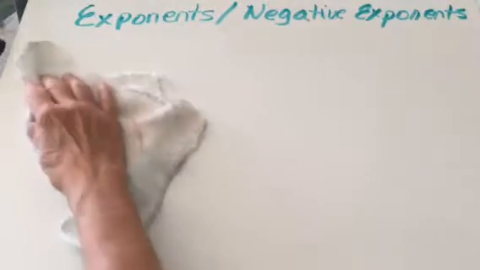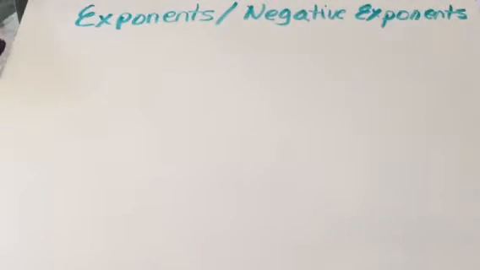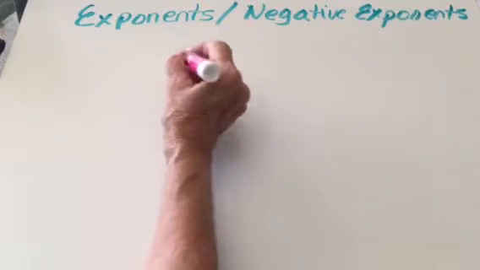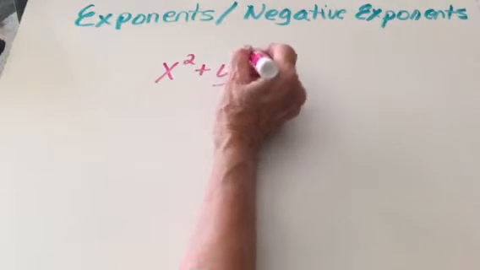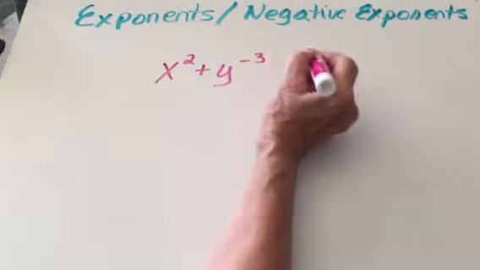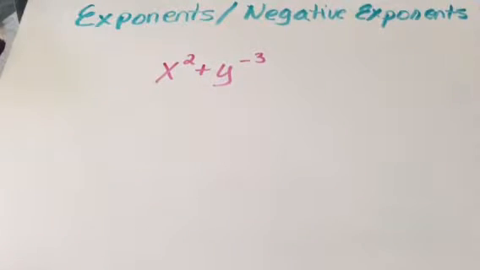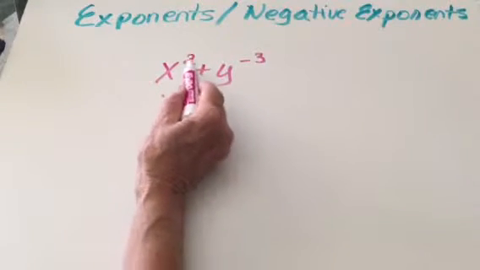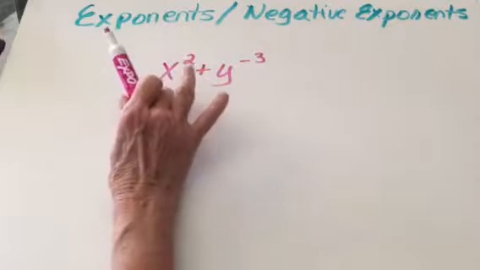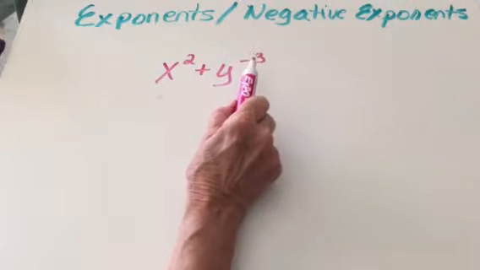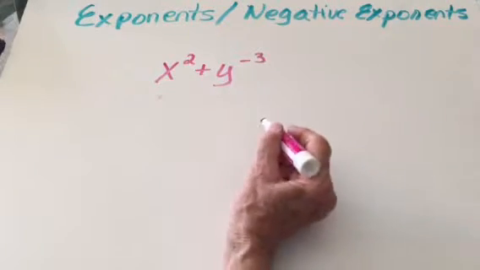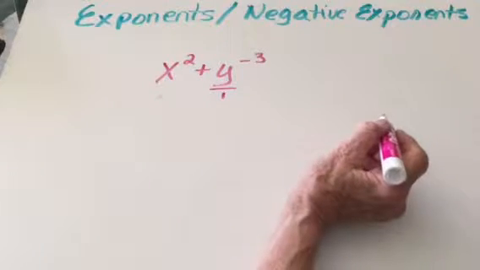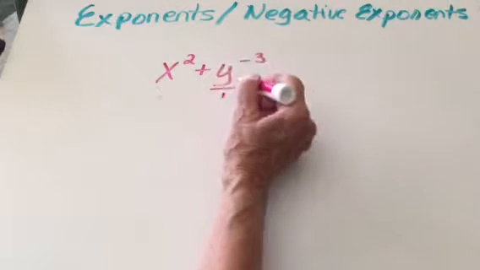So what if we say x squared plus y to the -3? Well, how would we do that? Well, the x squared is okay by itself because it's positive. It doesn't have a negative exponent. But we can never have a negative exponent. So this is what we have to do. We have to take that y to the -3, because right now that's a y over 1. So we're going to have to flip it like this.